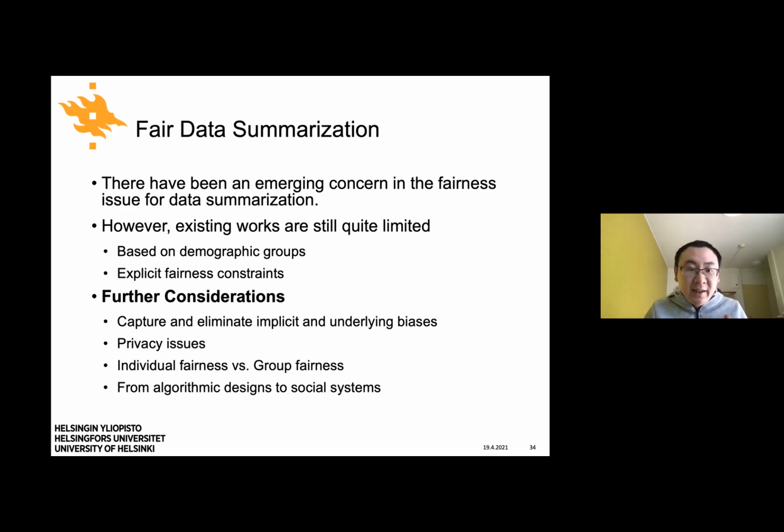And finally, the current works on fair data summarization are merely based on algorithmic designs, and how to apply them to real world social systems is still a problem.